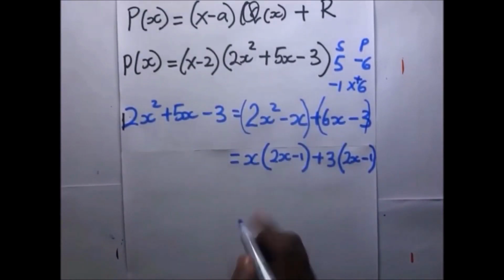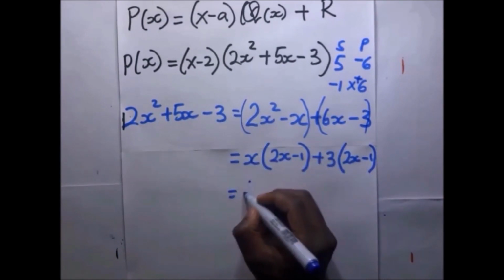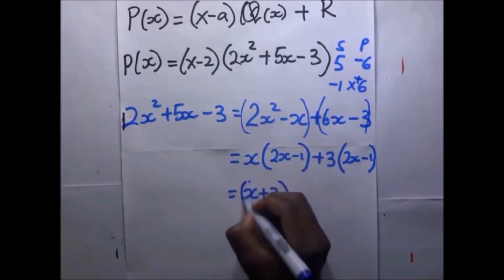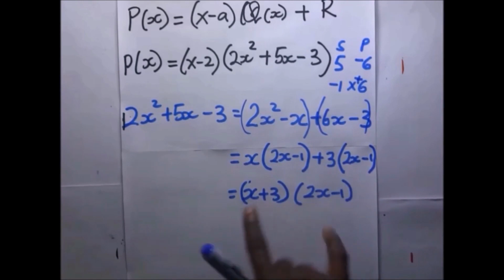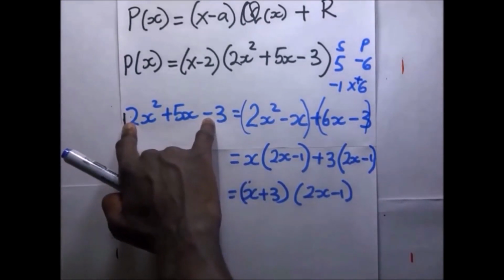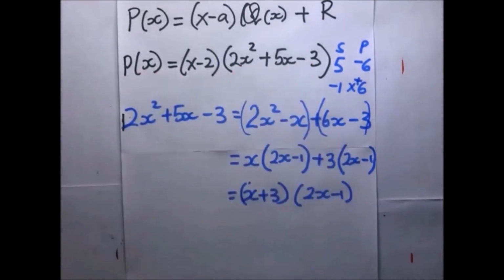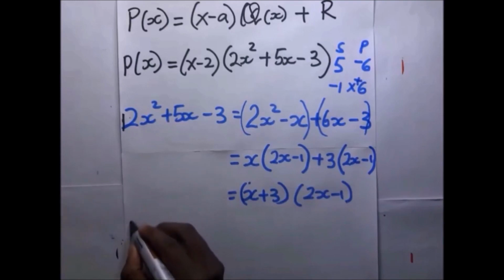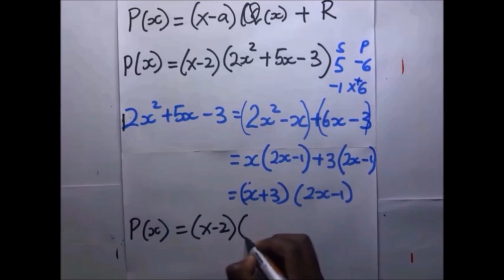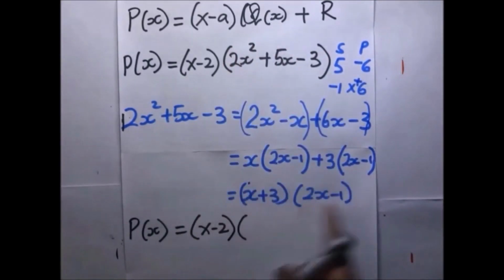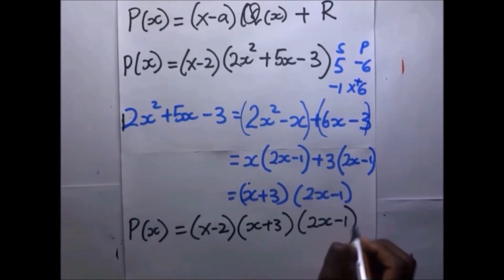And then our answer here will be, we have the common terms in the brackets being the same, so it becomes x plus 3 into 2x minus 1. So now we've prime factorized this quadratic equation. So these now come and replace this. It means that our original statement there is going to become p of x, which is our polynomial, is going to be equal to x minus 2, multiply that by this, which has now become x plus 3 into 2x minus 1, like that.